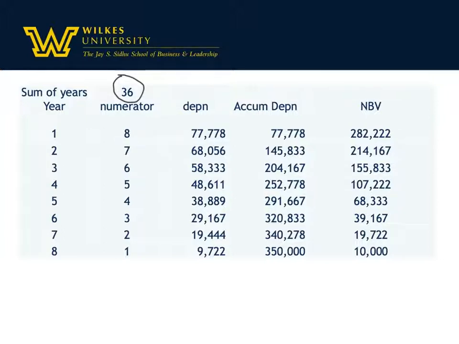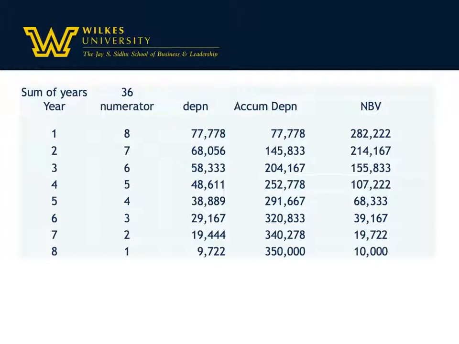So there's one way to calculate this and make this easy, and that is to take your number of years, multiply it by the number plus 1, and divide it by 2. So in our case, it would be 8 times 9 divided by 2. So it would be 72 divided by 2, which is 36. So our calculation looks as follows.